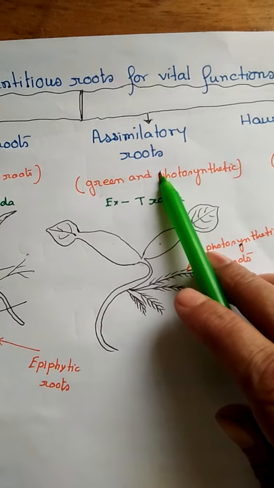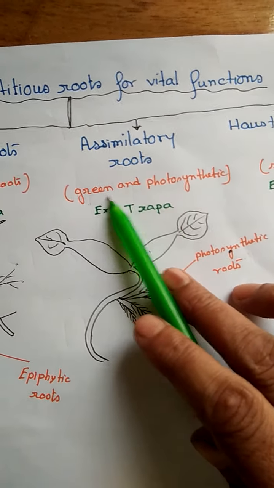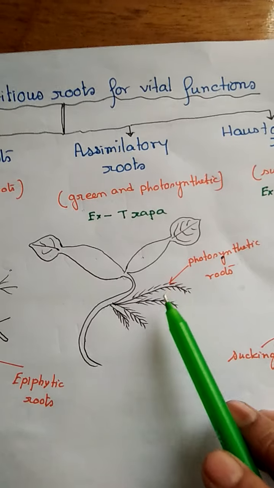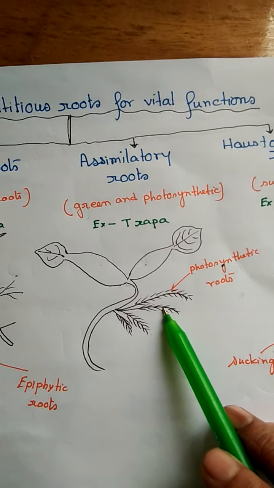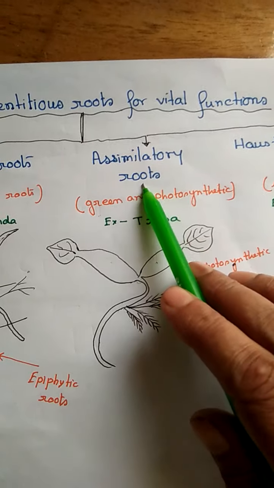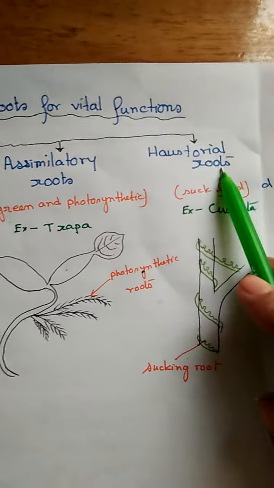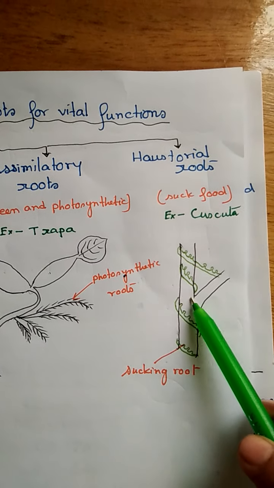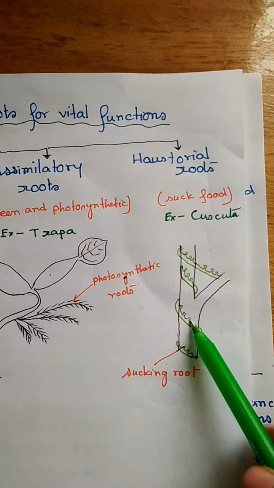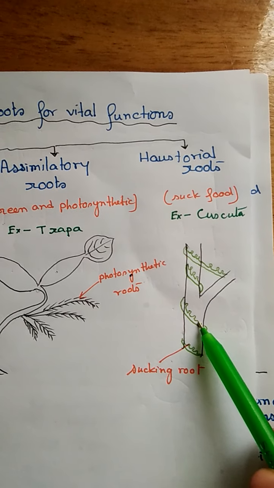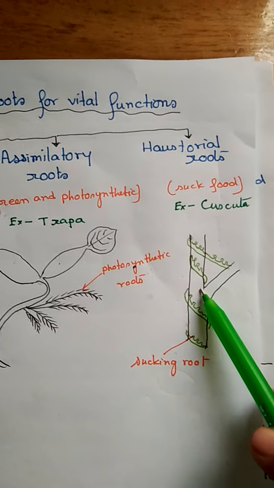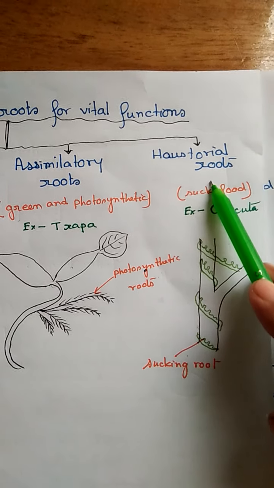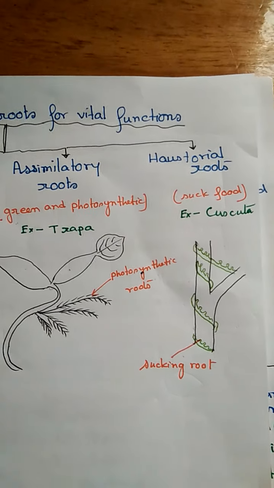Next one is assimilatory root. In case of assimilatory root, they are green and photosynthetic. Though they are green in color, in case of Trapa, these roots are green in color and so help in photosynthesis. These are known as assimilatory roots. Then haustorial root or the parasitic root: they suck food from the host plant. This one is the host plant. These are some suckers. With the help of the sucker, they enter into the body of the host and draw the nutrition from the host body. That is why it is known as haustorial root, that sucks food.